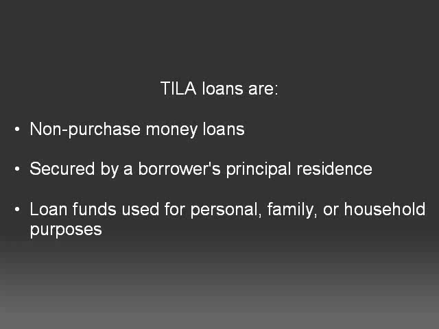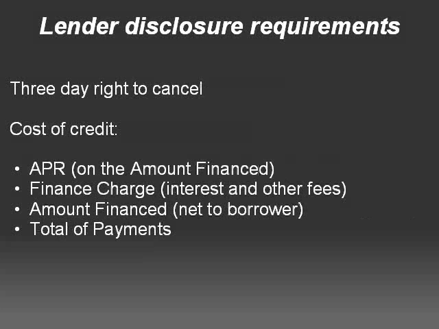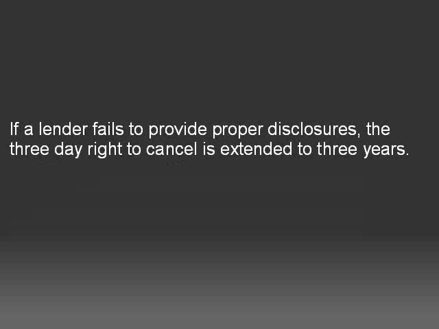Every Truth in Lending Act covered loan requires the lender to provide two different kinds of notice to the borrower: the borrower's 3-day right to cancel, and disclosures about the true cost of the loan, information about the annual percentage rate, finance charge, the amount financed, and the total of payments. There are statutory requirements about the contents and accuracy of each form of notice. If the notices are incomplete or inaccurate beyond the statutory allowances, then the borrower's 3-day right to cancel is extended for up to 3 years from the date the borrower signed the loan documents.